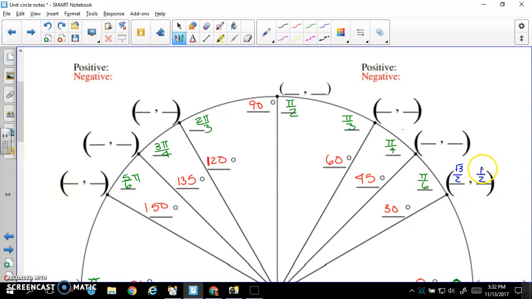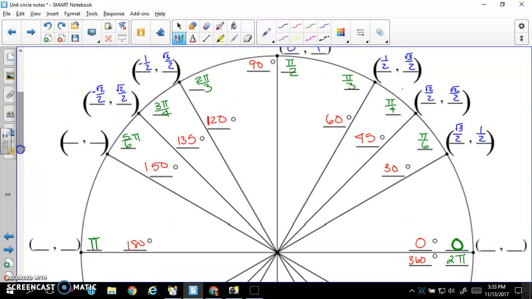So now I have square root 3 over 2 and 1/2. Square root 2 over 2 and square root 2 over 2. Here I have 1/2 and square root 3 over 2. This is going to be 0 and 1. This is negative 1/2 and square root 3 over 2. This is negative square root 2 over 2 and positive square root 2 over 2. And this is negative square root 3 over 2 and 1/2.